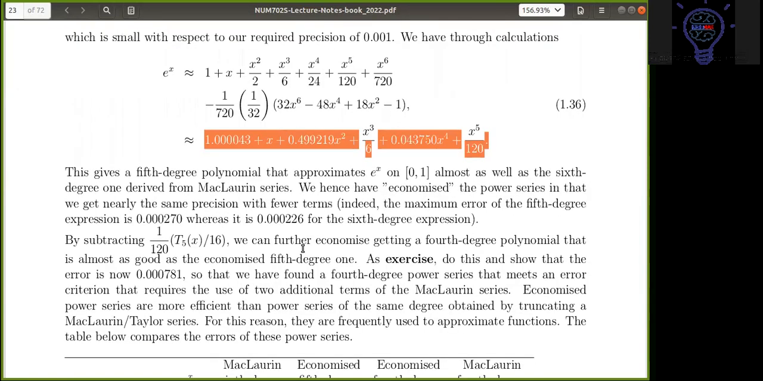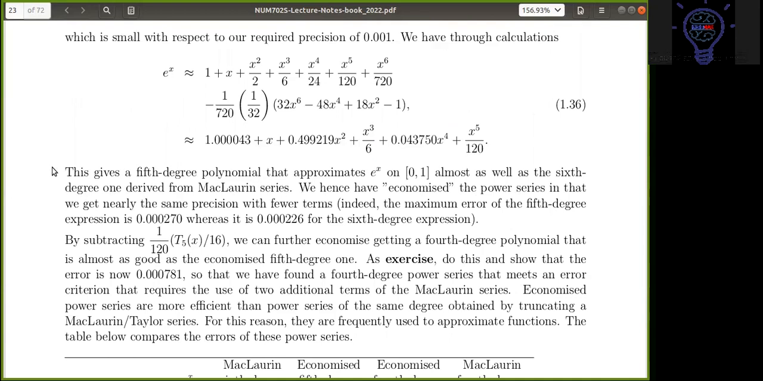Okay, now what if we proceed further? If we proceed further with the fifth degree polynomial, we use this fifth degree polynomial and proceed to obtain a fourth degree polynomial, meaning that we will use T5, and we know that the leading coefficient of T5 is 16. Then we divide by that and multiply by this coefficient because we want to get rid of that term to obtain a lower degree polynomial. If we perform that, we obtain a fourth degree economized power series.